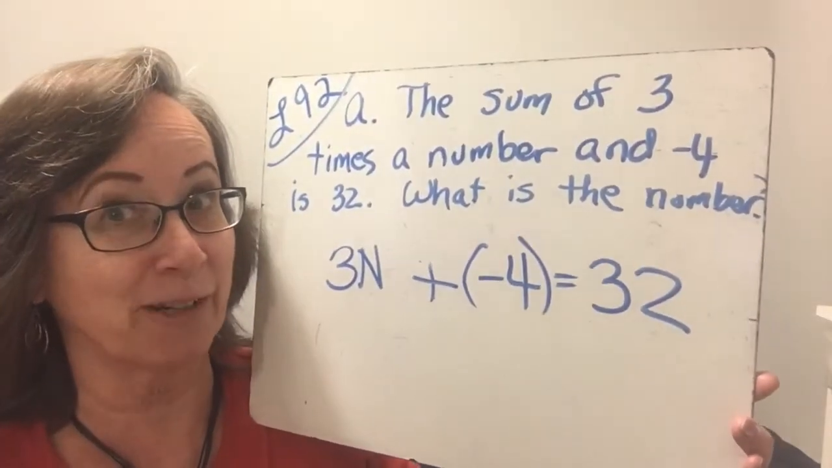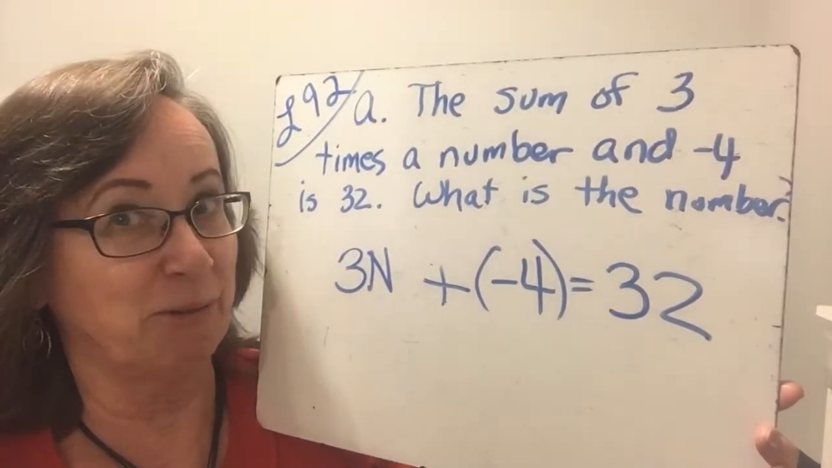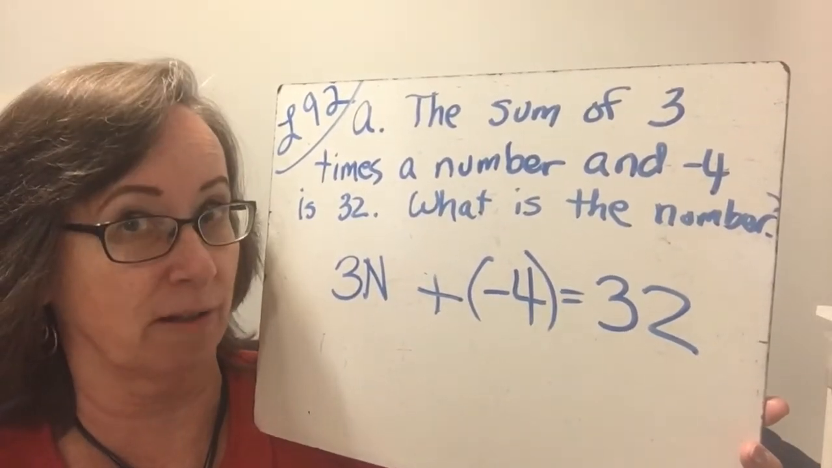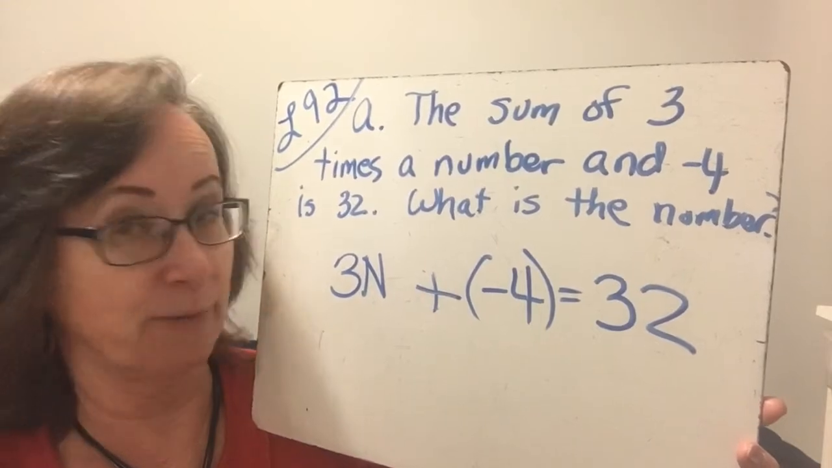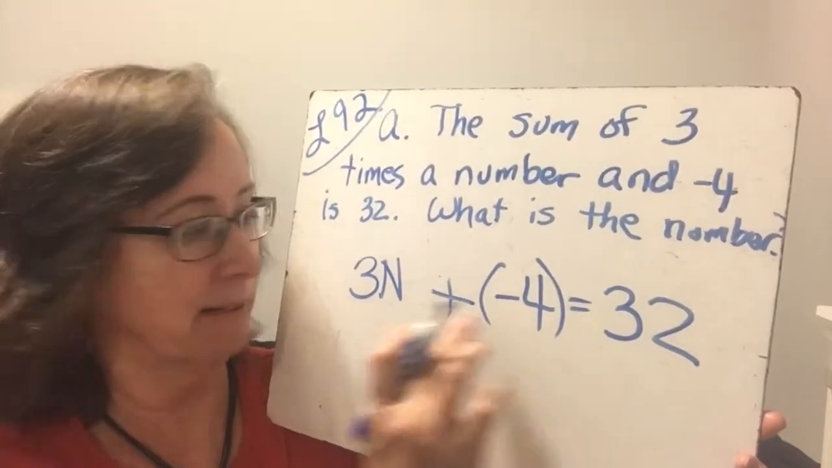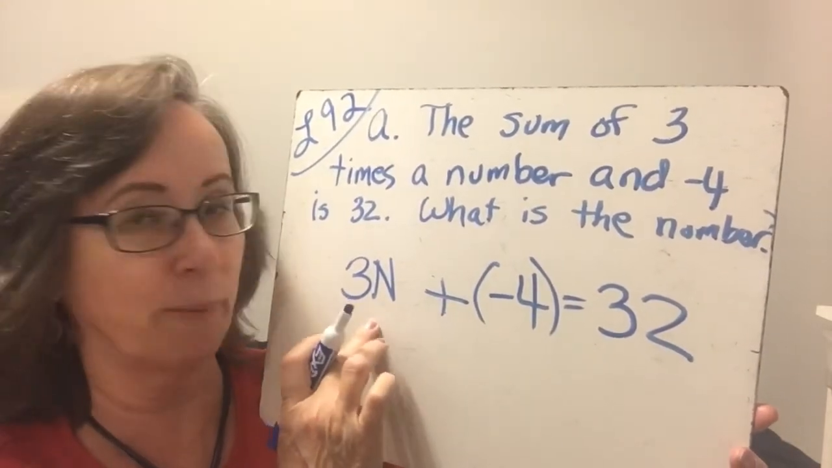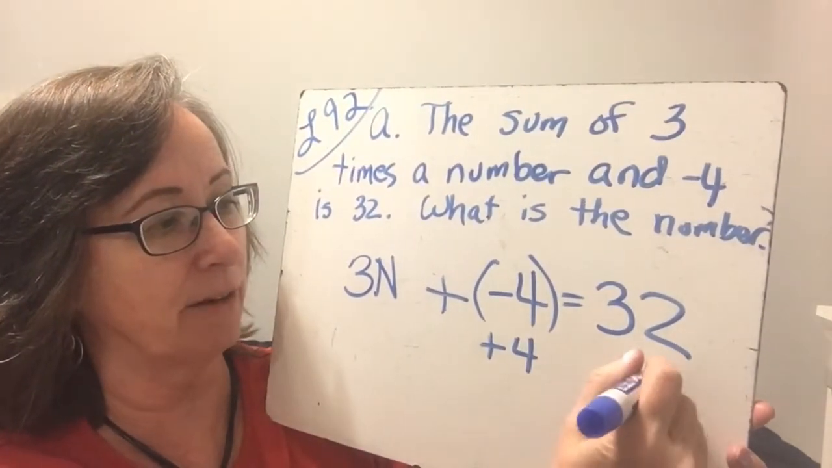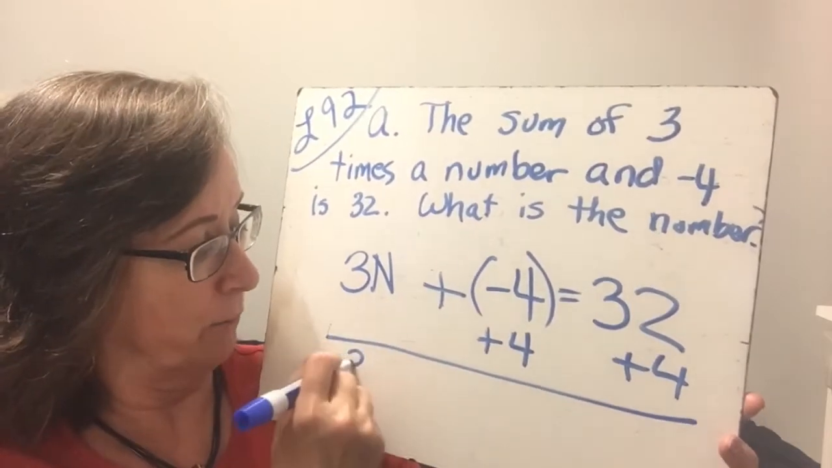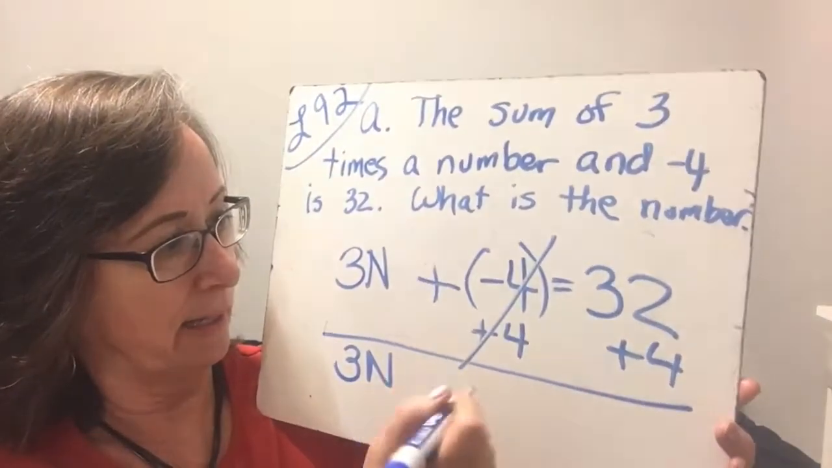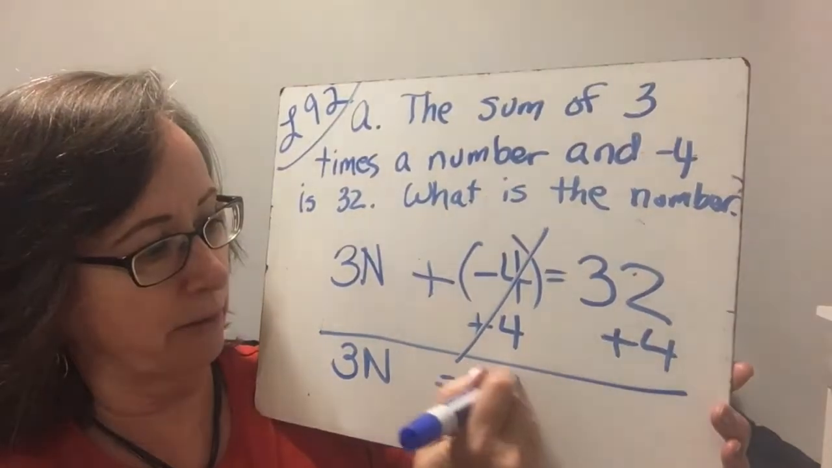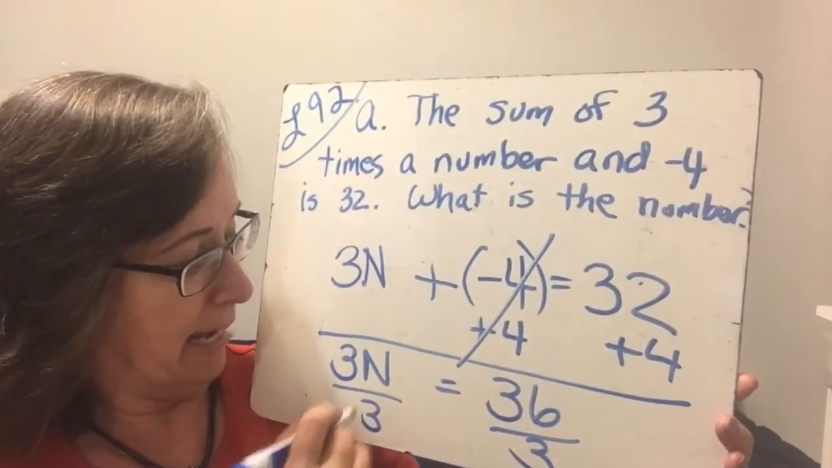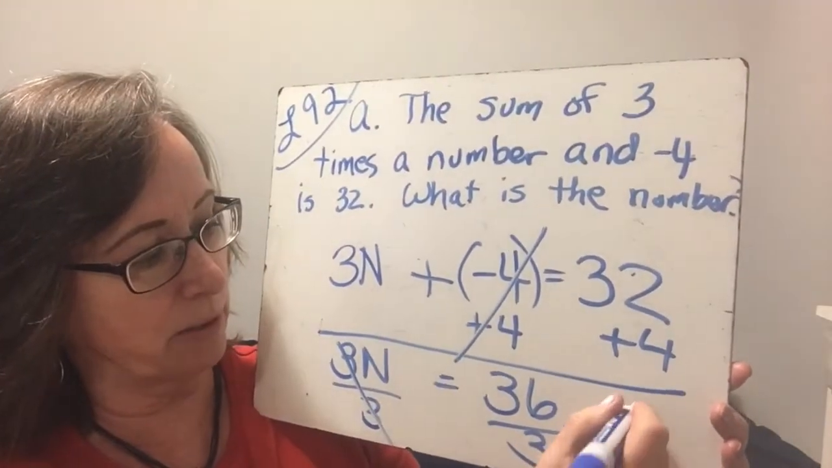So now that we've written it, if you didn't have that, you need to pause your video again and go solve it. Okay, so now that we're solving, since we want to get this by itself, always get your variable alone. We're going to add a 4 and add a 4 to the other side. We're going to get 3n equals 36. Divide by 3, divide by 3, and n is equal to 12.